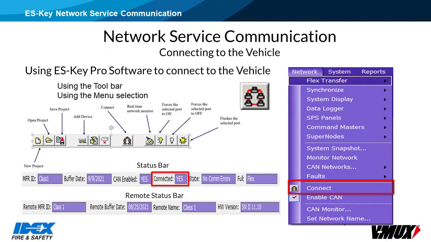From the network editor, click the Connect toolbar icon or select the network, then the Connect menu entry to connect to the vehicle. Successful connection is indicated by several things. The Connect toolbar icon will look as if it is pressed, the status bar shows connected, yes, and the remote status bar becomes populated with the information for the configuration that is stored on the vehicle. If the connection fails, a dialog box will pop up indicating failure.